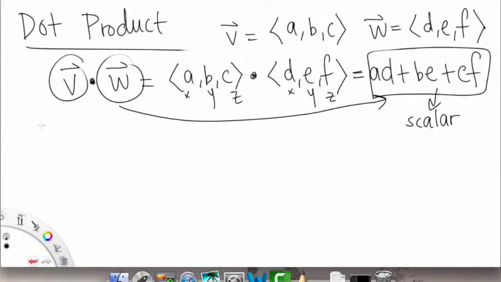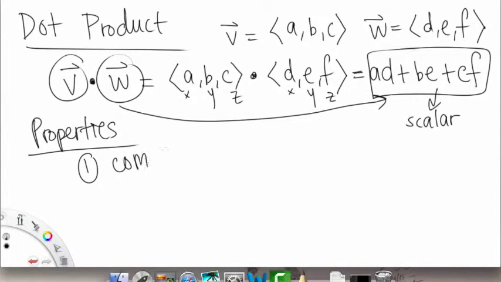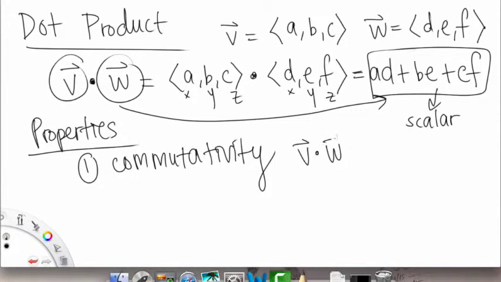Okay, so some properties of the dot product are the following. It has three important ones. The first one is called commutativity. That's basically saying that if you do v dot w, that's going to be the same thing as w dot v. Commutativity just means you're able to move the vectors around, whatever you plug in, and you'll get the same answer. Okay, so that's the first one.